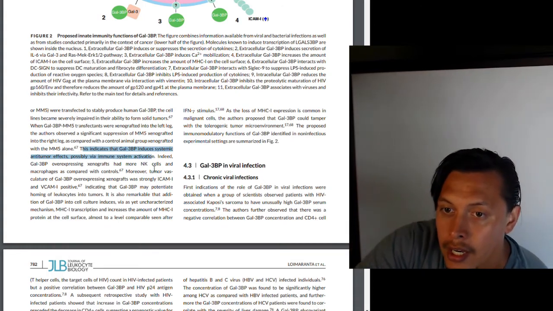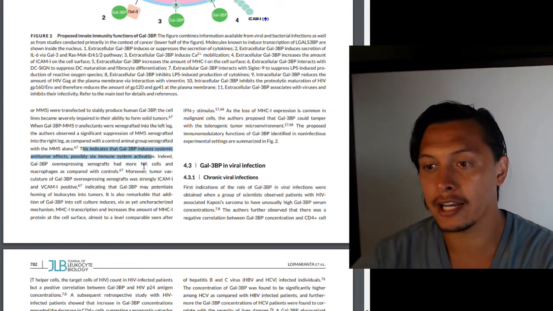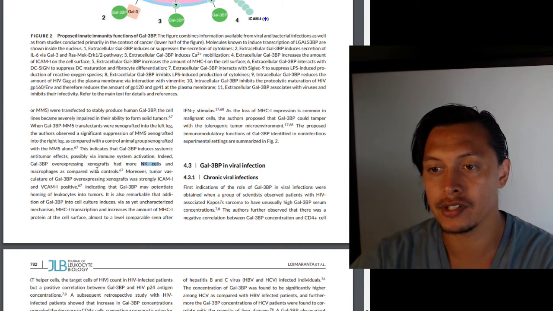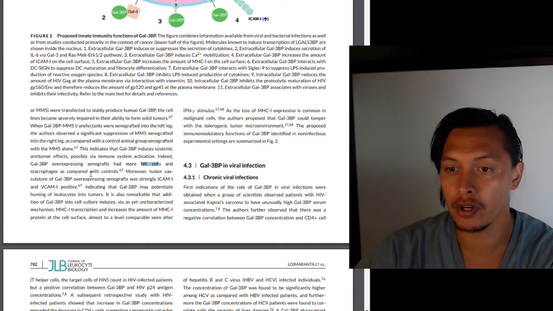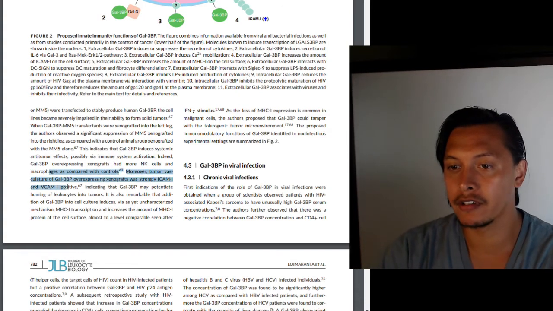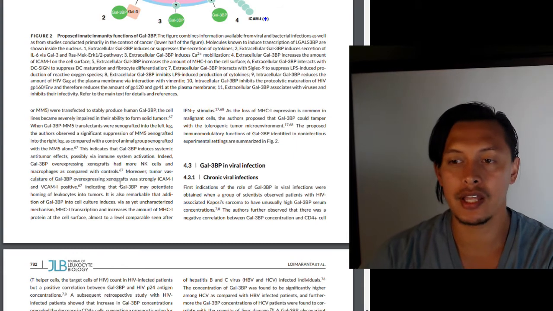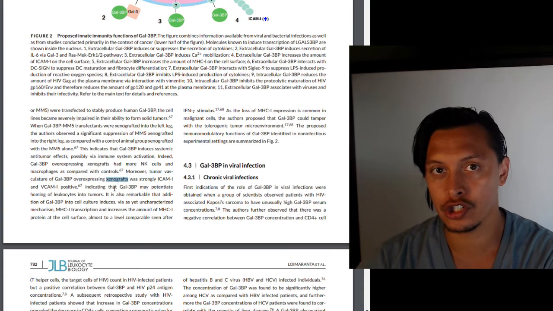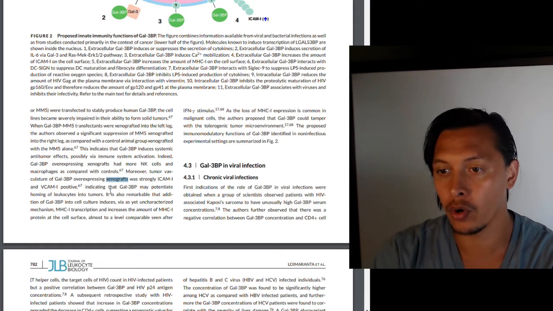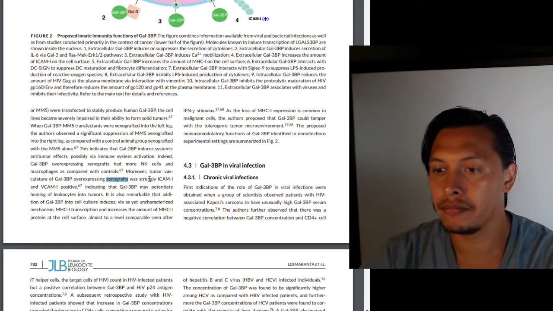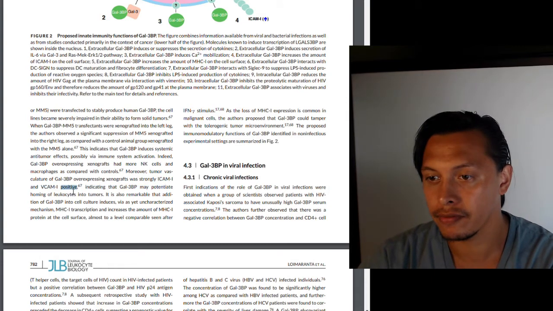So indeed, galectin-3 binding protein overexpressing xenografts had more natural killer cells and macrophages as compared with controls. Moreover, the tumor vasculature of galectin-3 binding protein overexpressing xenografts, and I should say the xenografts are when you graft tissue into a living organism, is strongly ICAM and VCAM1 positive.